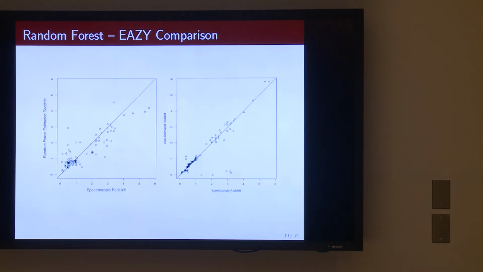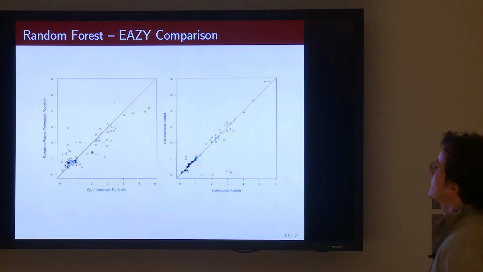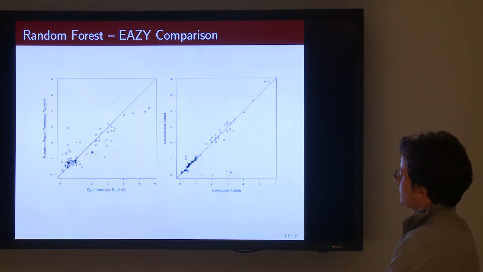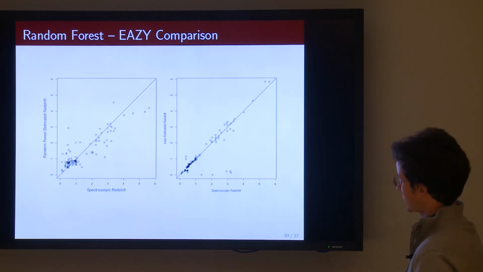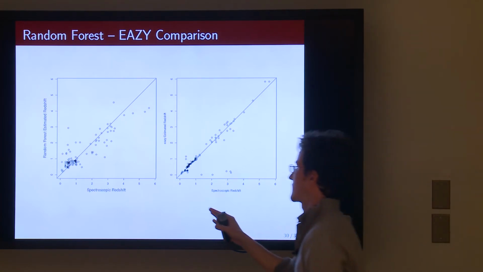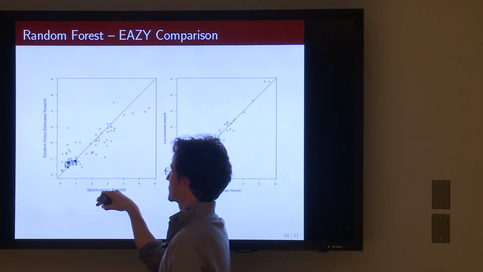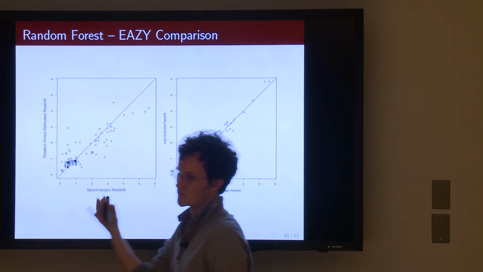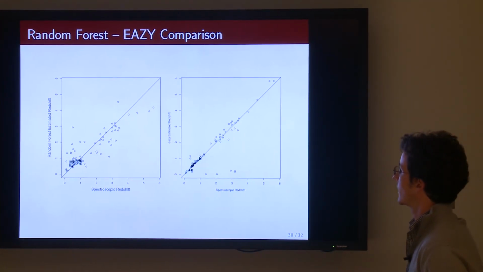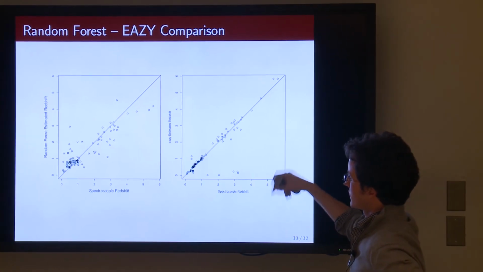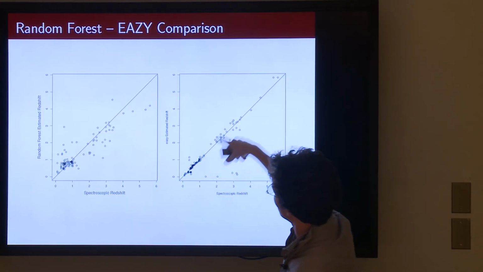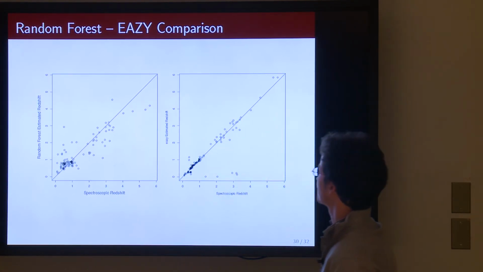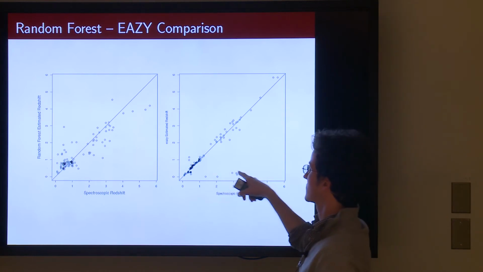All right, we're cruising. OK, so then I ran the EAZY on the data set that I showed with random forest before. On the left plot here is the true redshift, spectroscopic redshift versus random forest estimated redshift. I showed this earlier. And then on the right plot is the true redshift, the spectroscopic redshift against the EAZY estimated redshift. So EAZY seems to be doing a much better job here. There are a few disasters in terms of errors.